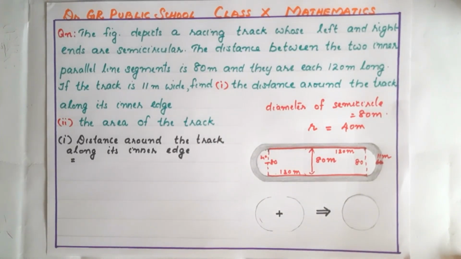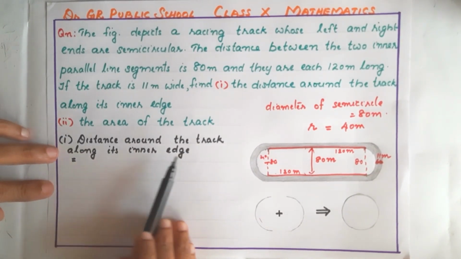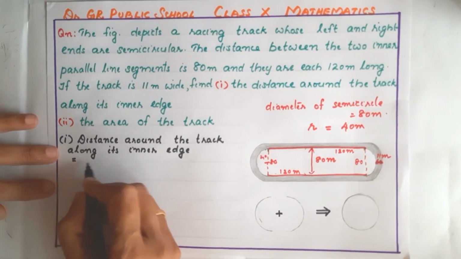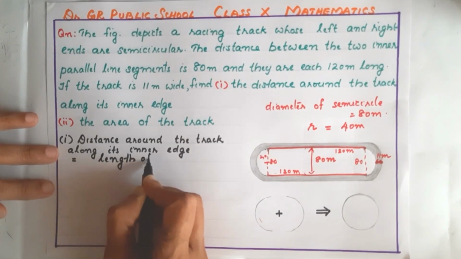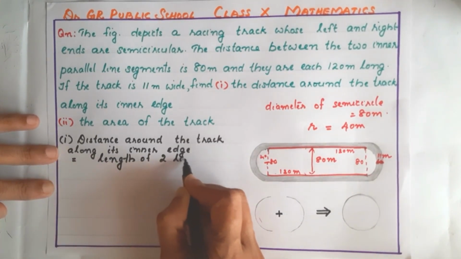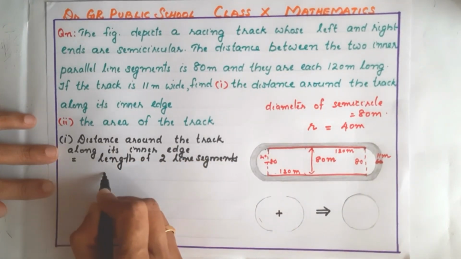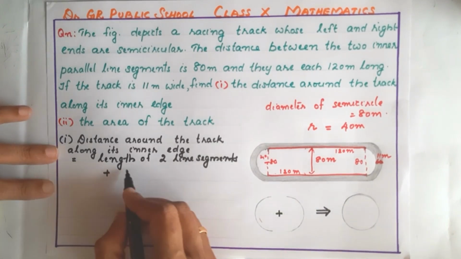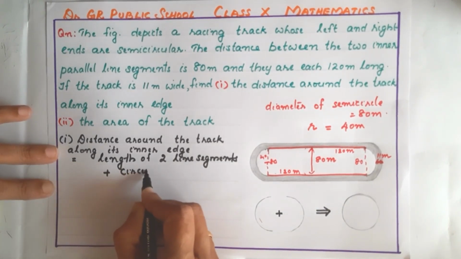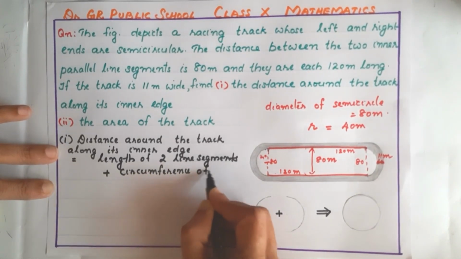So, we can write distance around the track along its inner edge is equal to length of two line segments plus what are we getting? Circumference of one circle. Okay. Circumference of circle.